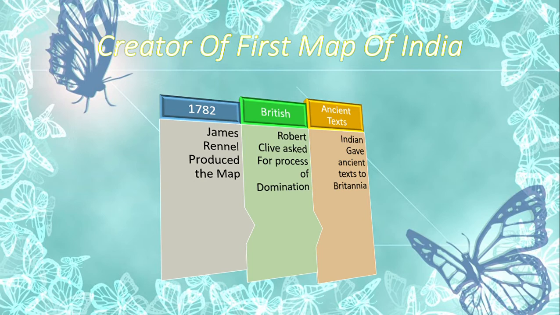So, the first map of India was produced by James Rennell in 1782. This map was asked for by Robert Clive, the British governor. The map of India was prepared because the British believed it was essential for the process of domination. The first page of the map shows Indians willingly giving their ancient taxes to Britannia, asking her to become the protector of Indian culture.